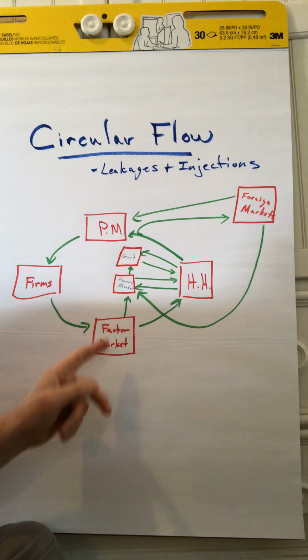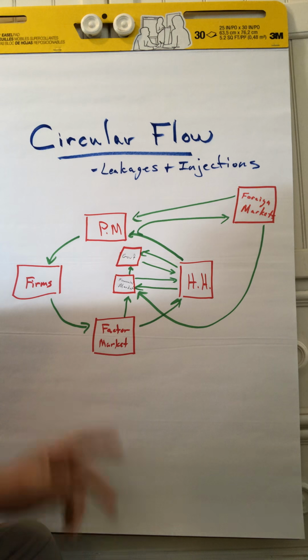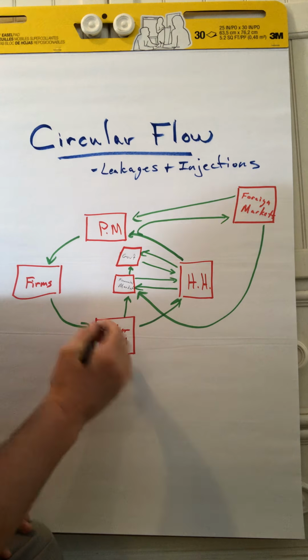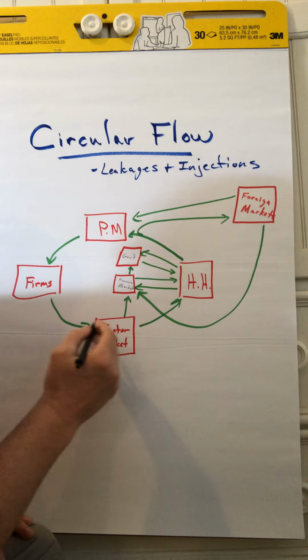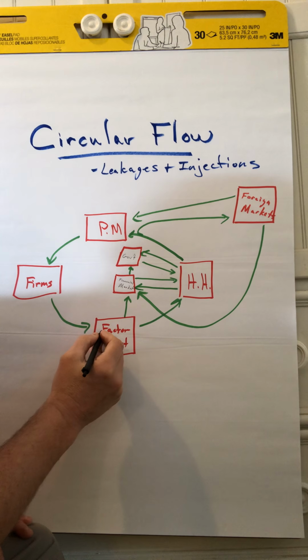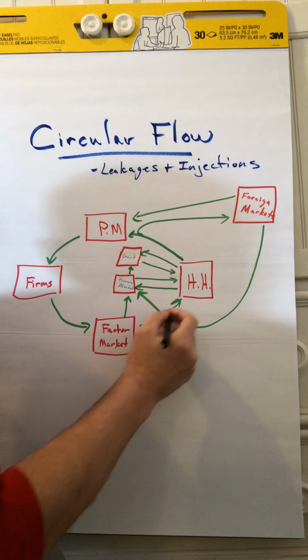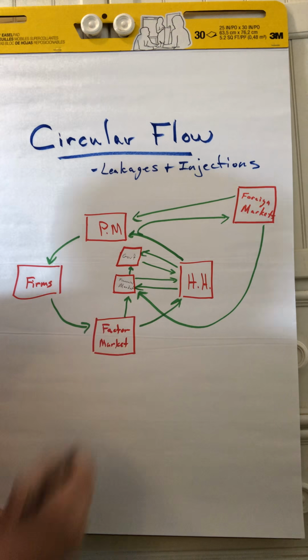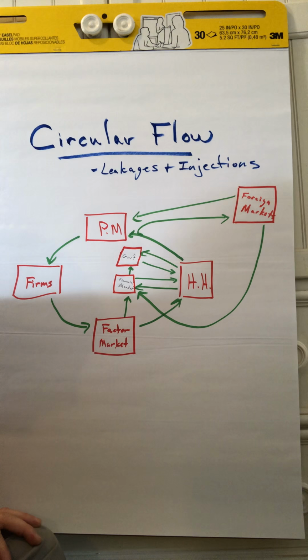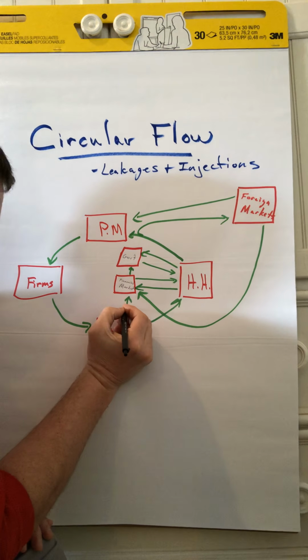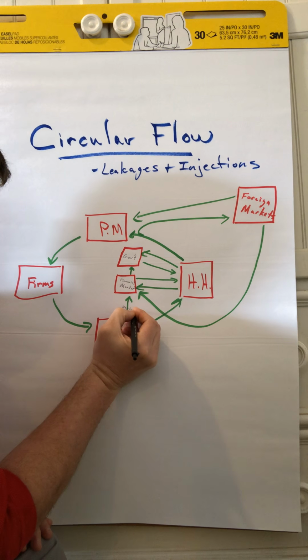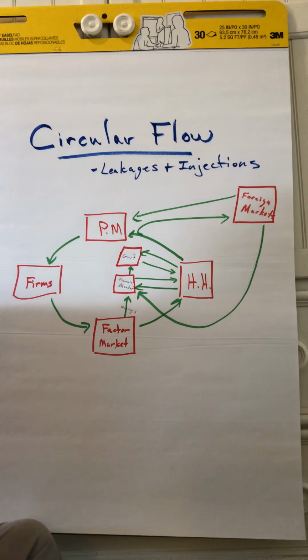And let's start right here. With the factor market, you have all these businesses that sometimes, instead of giving all the money towards labor, so before we talked about if $100 comes in, instead of $100 just going to households, sometimes some of that money might end up going into the financial market. And these businesses might end up saving. So we're just going to list that as savings for those companies. Now let's go up to the financial market.